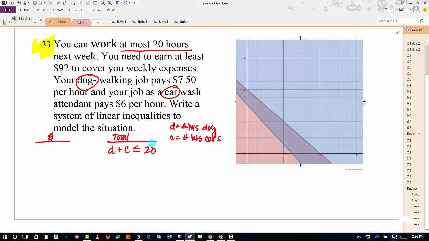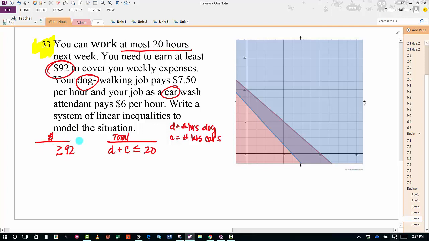Now we need to write one for the total amount of money. That tells us that we need to at least cover our weekly expenses, which is $92. We need to make at least $92. It can be greater than 92, but we need to make at least 92. So 92 is our lower end boundary.